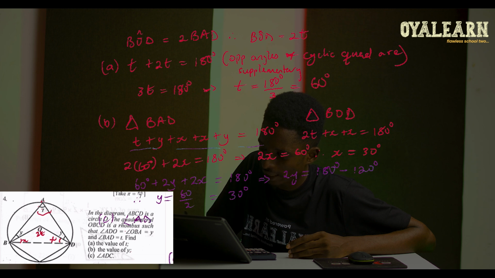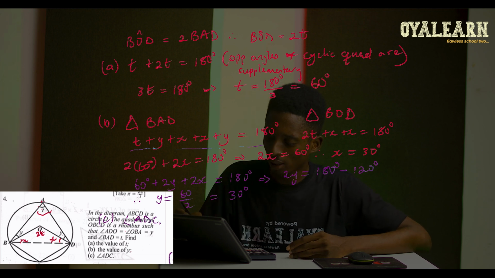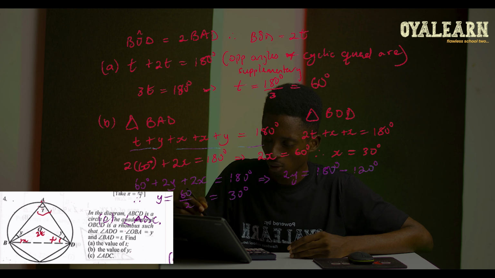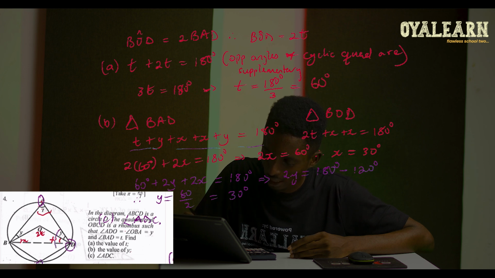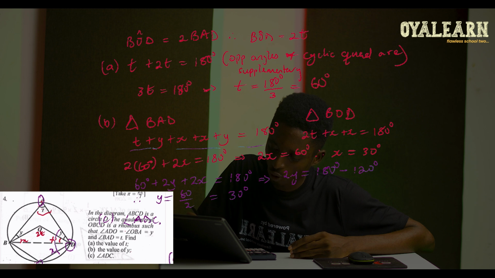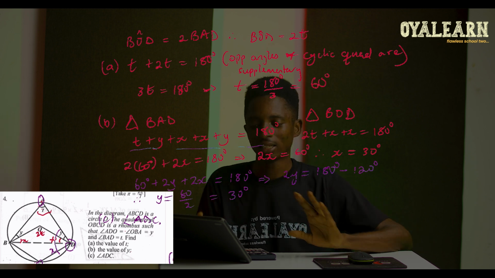angle ADC. Angle ADC refers to this angle here with D as center here. This is A, D, and then C. That is the whole of this angle here. Now, recall that this is also x, as it is equal to this, since this line bisects the rhombus.